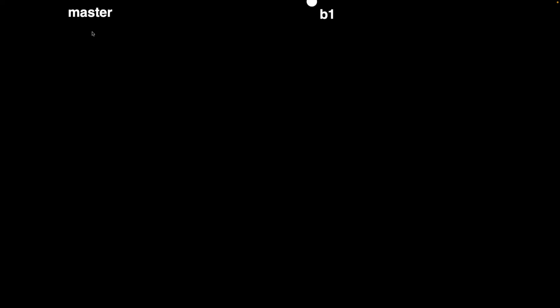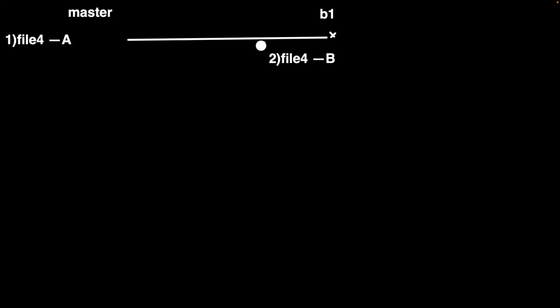What happened is, in the first step, I created a file on master. File 4 is created, and I made a commit. Now, is this commit available on B1? No, right? Then, in the second step, we came to the B1 branch, made a file here, and made a commit. Is this commit available on master? It's not there. They were working like two parallel entities.